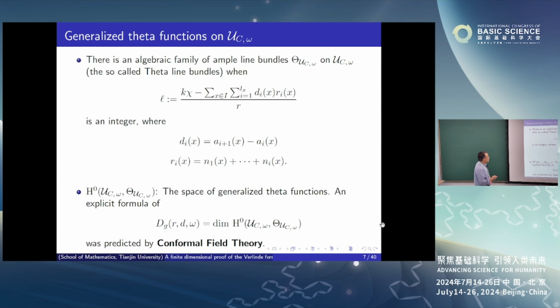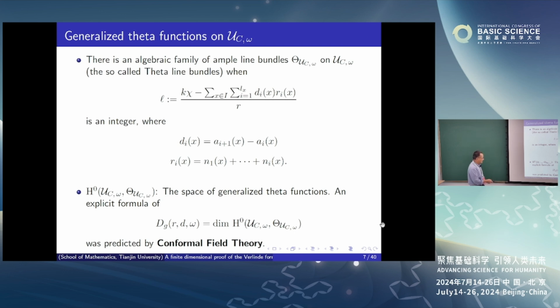Then we can similarly define the so-called theta line bundle. I don't want to go into the details. Anyway, you use this number, and you can define such an ample theta line bundle. We call the space of its sections the space of generalized theta functions, or non-abelian theta functions. There are other names too, also called non-abelian theta functions.